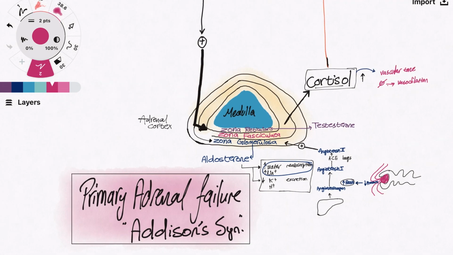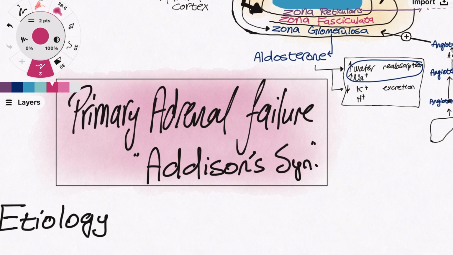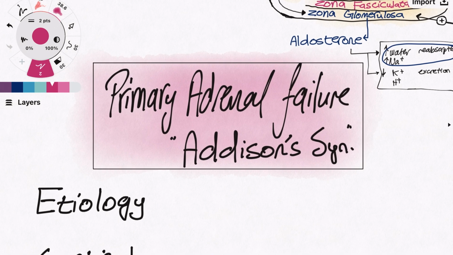Now, the disease that we're talking about today is primary adrenal failure. What is primary adrenal failure? It's Addison's syndrome. Now, why would someone have a failing adrenal gland all of a sudden?